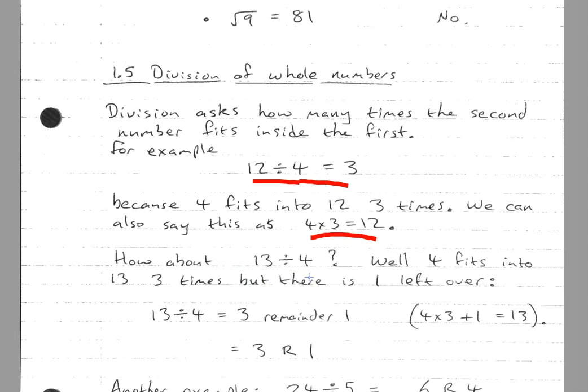How about 13 divided by 4? You can see that it's not going to work out as nicely. How many times does 4 fit into 13? Well, it still fits in 3 times, but now there's 1 left over. So 13 divided by 4 is equal to 3, with a remainder of 1. Here's the multiplication version of that statement: 4 times 3 plus 1 is equal to 13.